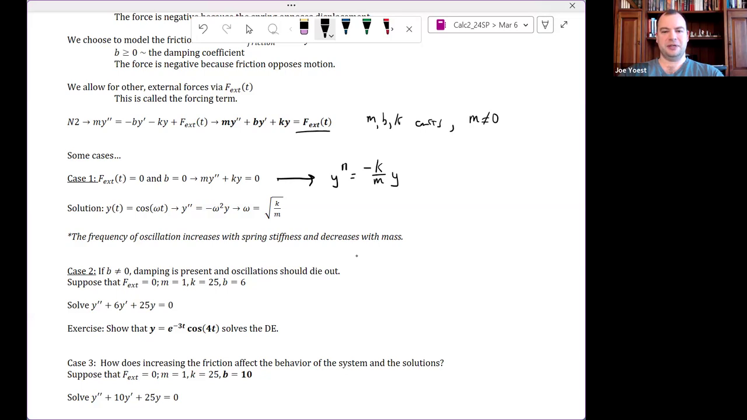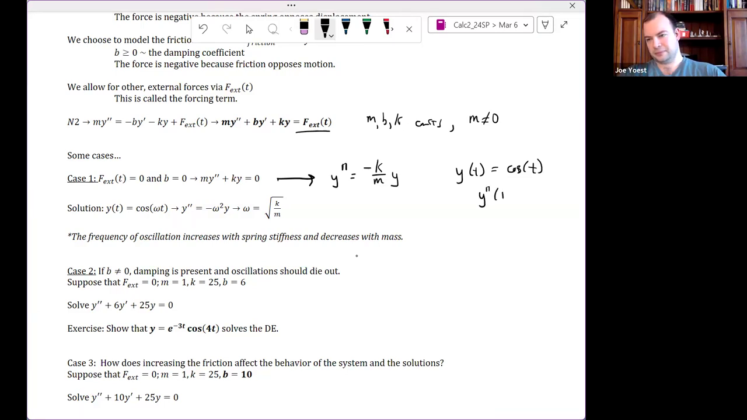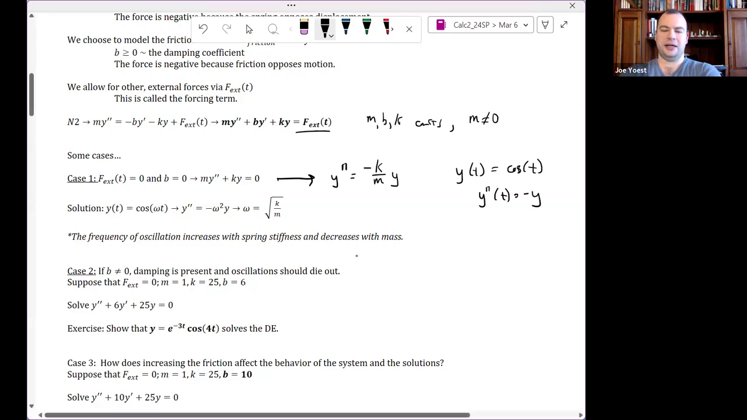Do I know of a function or functions whose second derivative is the negative of the function? Well, that sounds a lot like trig functions, like sines and cosines. So if I think of something like y of t equals cosine of t, then y double prime is negative y, and that's what we want.